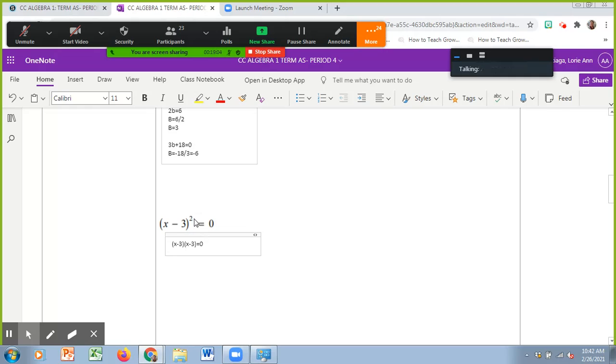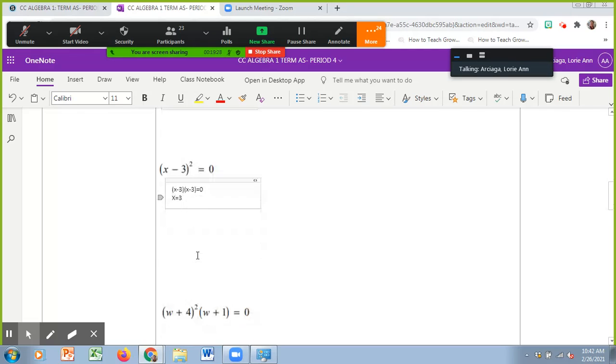Oh, and Sean got it already. Did you use a shortcut, Sean? So you just get the opposite of the number. So x is equal to 3. There you go. So we move the 3 over to the other side. And even though there's 2 of them, you only write it once. So x is equal to 3. Nice work, Sean. Okay, next.